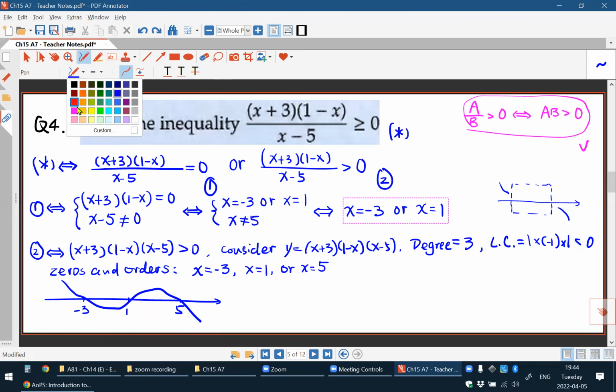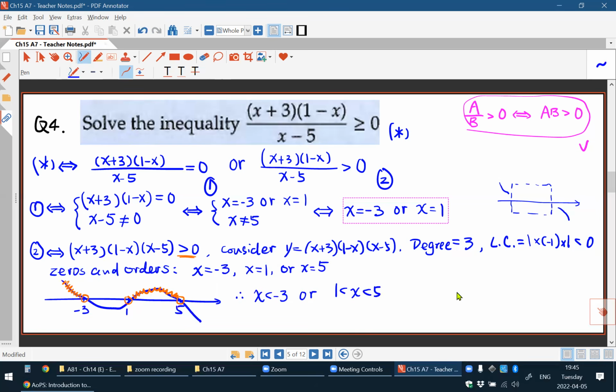Okay. Greater than 0. That means here, or here. And zeros cannot be included, right? Okay, therefore the solution to this inequality is x is either less than -3 or x is between 1 and 5 inclusive, right?